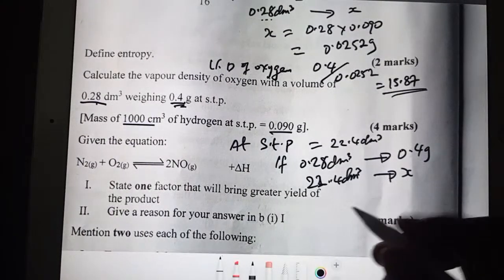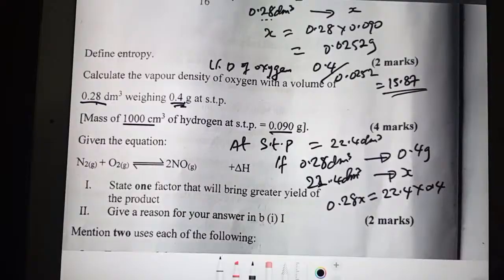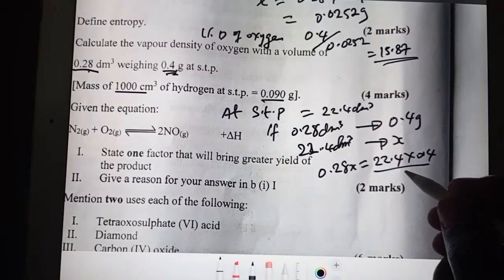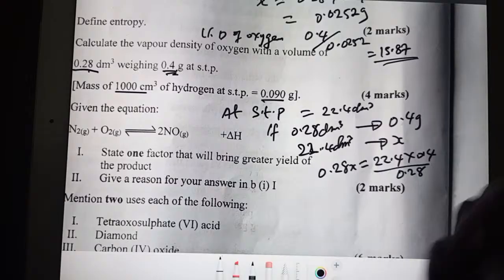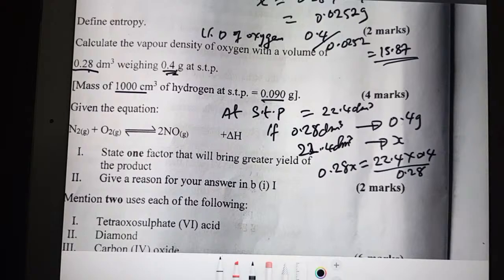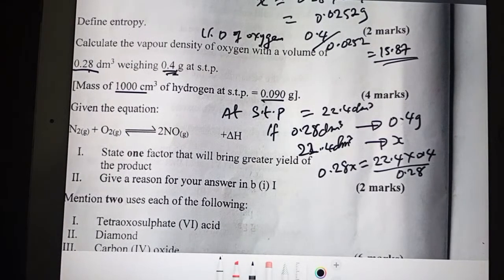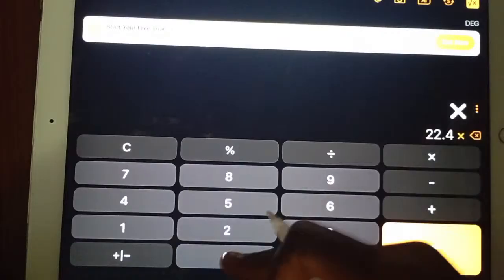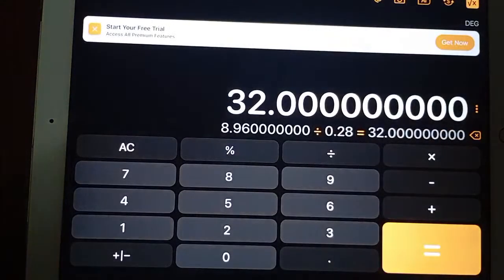Please take correction here. So when you cross multiply, it becomes 0.28x is equal to 22.4 times 0.4. Such that x will now be 22.4 times 0.4 all divided by 0.28. All things being equal, we are expected to get exactly the same 15.87 or 16 or 15.9 or so, just within the range. So 22.4 times 0.4 divided by 0.28 is giving us 32. Okay, 32 is the molar mass.